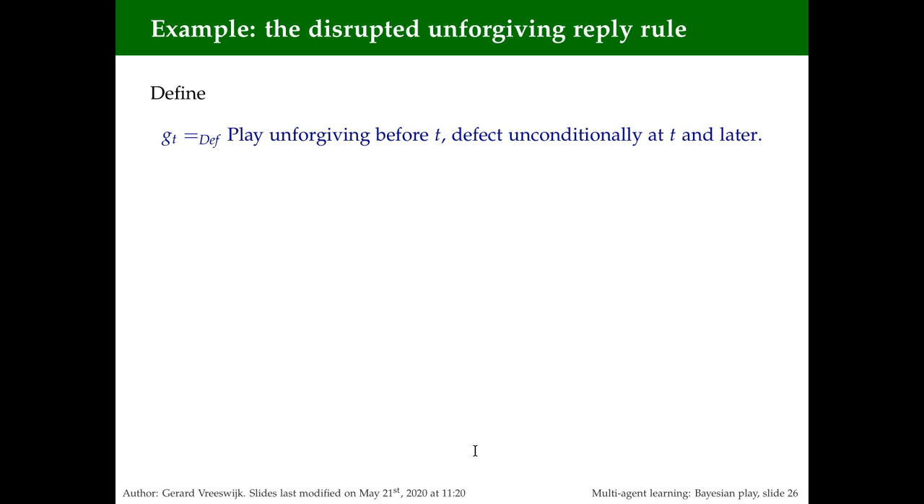So let's consider another example, a bit of a different nature. We hypothesize now a countably infinite number of reply rules, and these are all unforgiving before t, so indexed by t: unforgiving before round t, and unconditional defection at round t and later.